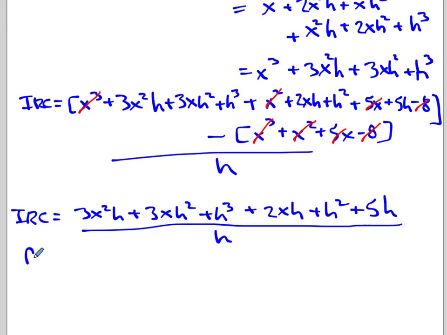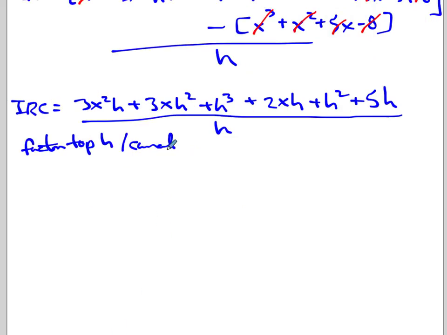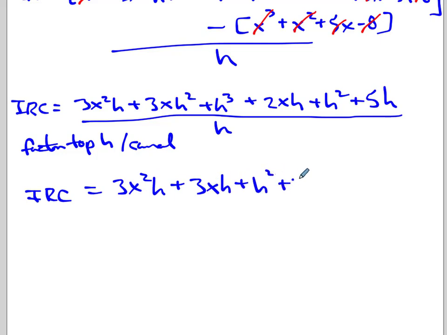So you will factor the top h and then cancel. Okay, and I'm not going to factor that out and rewrite it again just for the interest of space. Okay, so my IRC now turns into 3x squared h plus 3xh plus h squared plus 2x plus h plus 5. Now if I do a quick check, are there any like terms? I don't see any like terms. And then that right there is the general expression.